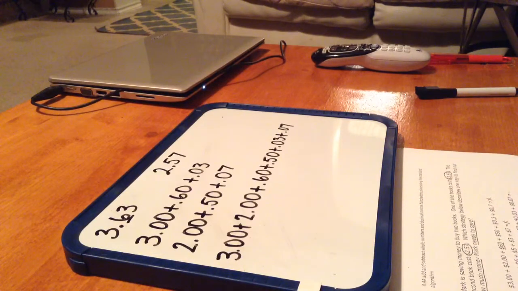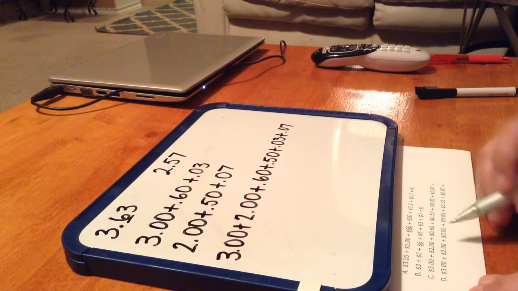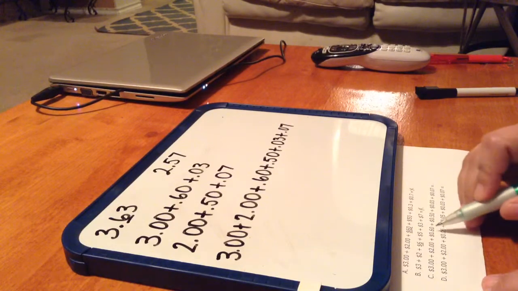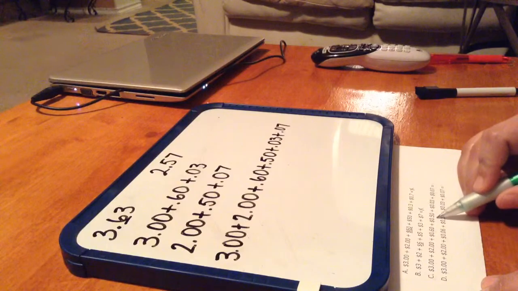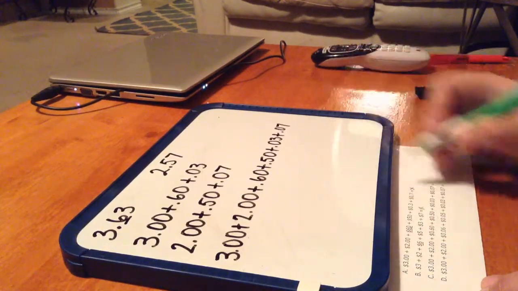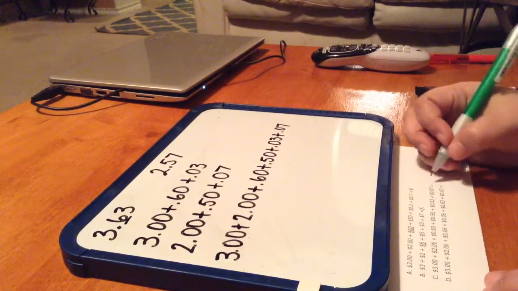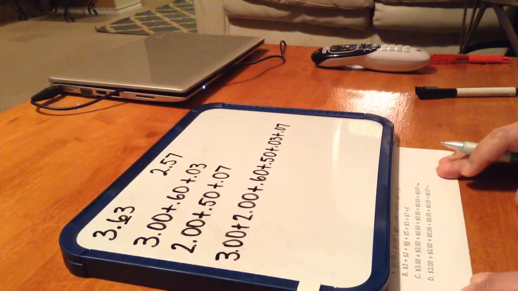Now let's look at C. It's showing $3, $2, and look, it has 60 cents right here, it matches that. It has 50 cents here, it matches that. It has 3 cents, it matches, and the 7 cents. So that looks like it could be our answer. Let's put our little dimple there showing that's a possibility.